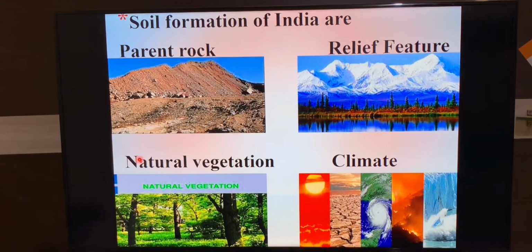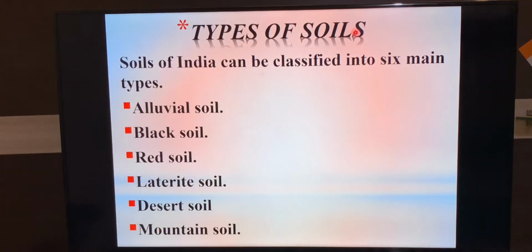Next we are learning about natural vegetation. And the last one is climate. So remember, these are the four important factors for soil formation. The first one is parent rock, second one relief feature, third one natural vegetation, and the last one is climate. So these are the important factors for formation of soil. And we have different types of soil in India. So next we will learn about types of soil.